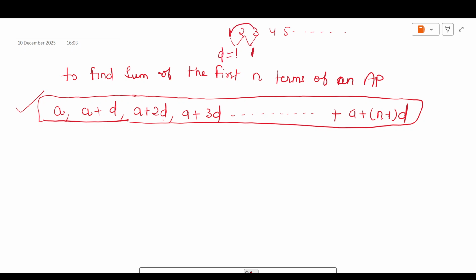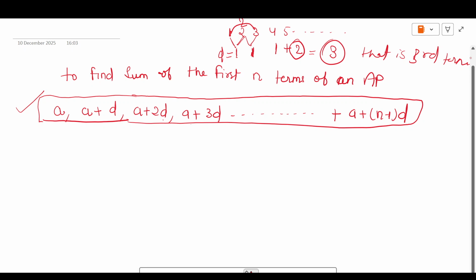If we add 1 to 1, that is the common difference 1, we get 2, and adding again we get 3, that is the third term. So what is the conclusion? If we add 2D, we find the third term. If we add 3D, we find the fourth term. If we add 4D, we find the fifth term. Here it is the same: A plus 2D, A plus 3D and so on.